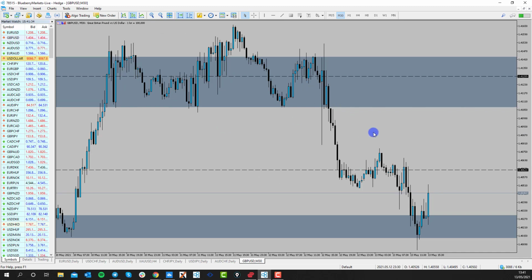So two sides of the coin here to really watch for. We've got the overall head and shoulders pattern where we can look for opportunities, or we've got the day trading move in here where I'm going to be looking for a 5-minute opportunity around about 1.4062.